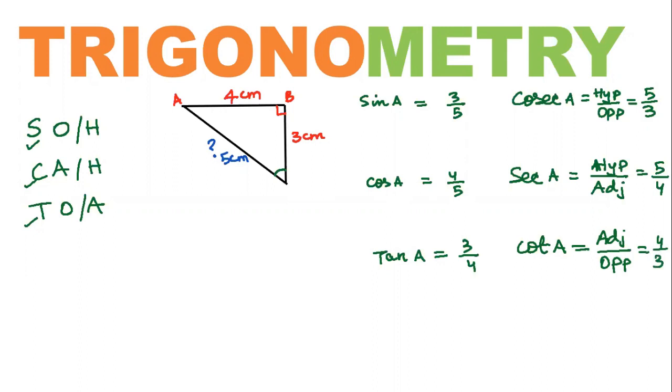So if you remember sine, cos, tan, we can derive cosec, sec and cot. Cosec is the reciprocal of sine, sec is the reciprocal of cos, and cot is the reciprocal of tan. And it is vice versa. That is, sine is the reciprocal of cosec, cos is the reciprocal of sec, tan is the reciprocal of cot.